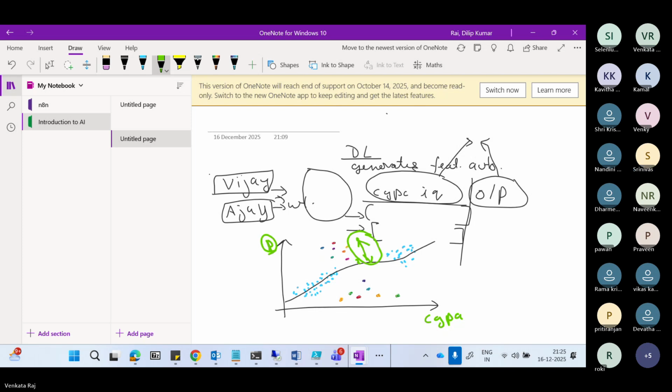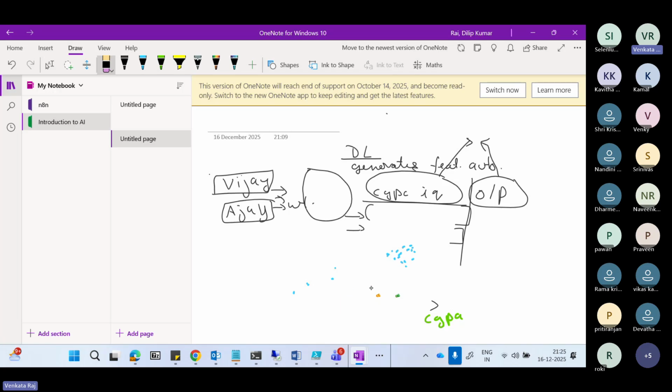The ML part is clear, Venkat. The DL part will become clear when we do complete ML and go into deep learning. A simple conclusion I'll give you is that in deep learning we don't feed features. Deep learning generates its own features.